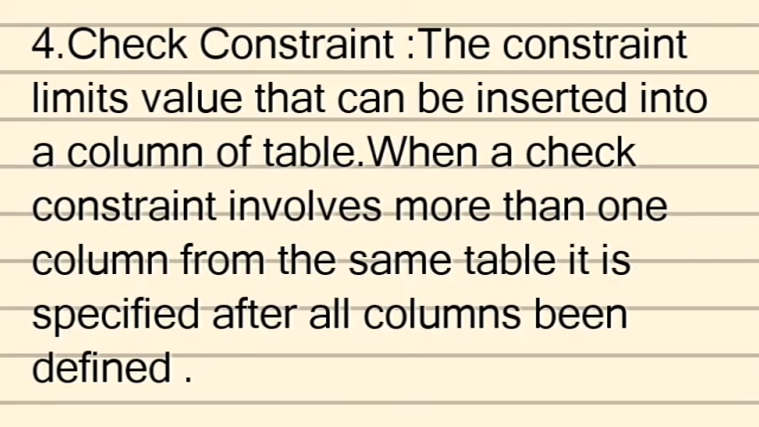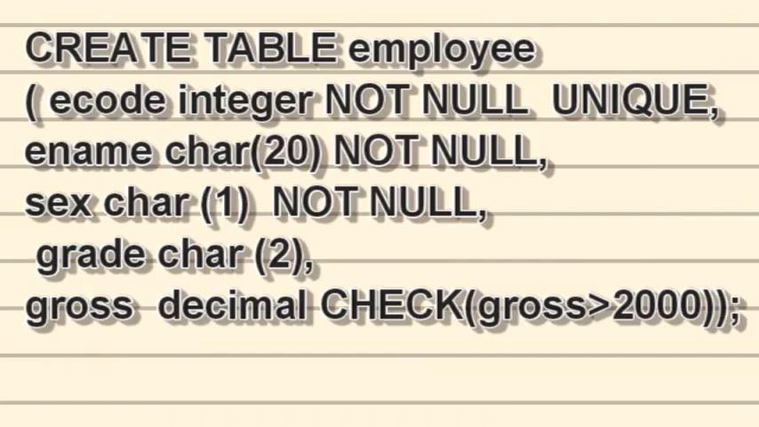The next kind of constraint that we have available is the check constraint. Basically a check constraint is used to limit the values that can be inserted in the column of a table. What is the purpose of the check constraint? As you can see here, I've written gross decimal, and then I've written check gross is greater than 2000. Means only those values will be included which are more than 2000. Values less than 2000 will not be included at all. So it is a constraint set so that the value to be inserted should be more than 2000, otherwise it will not be inserted.